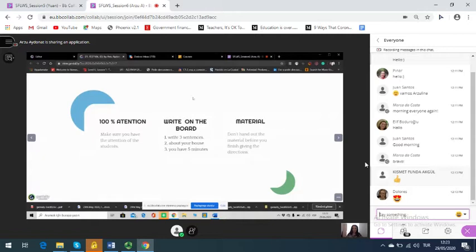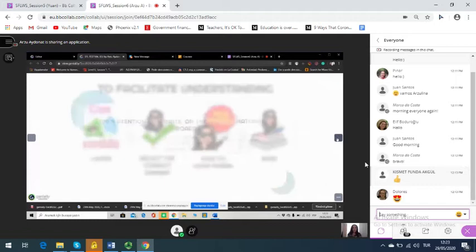And the material, this is something that makes me think. Actually, it depends on the activity, but for the most part it's better not to hand out the material before you finish giving the instructions, because they are looking at the paper and they start to say, this is complicated, I don't understand, I missed this part, what are we going to do. So it's better to hand out the material after you finish giving the instructions.